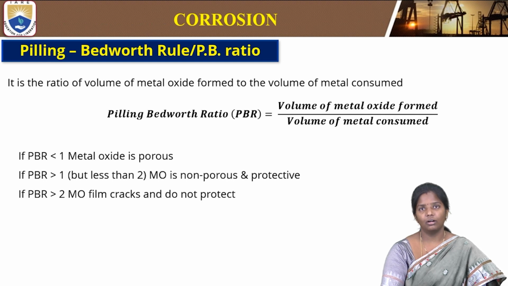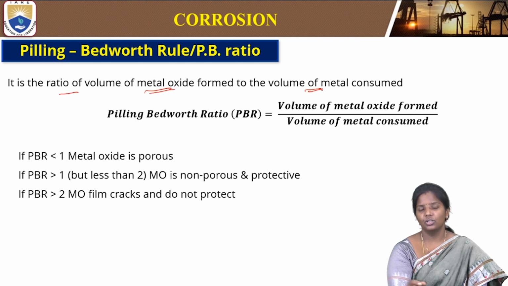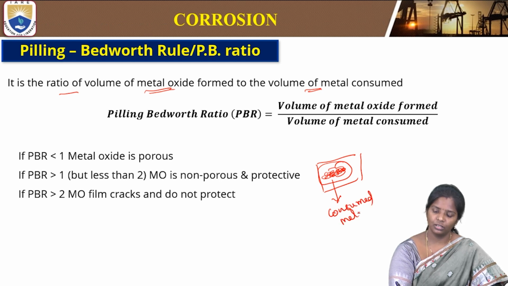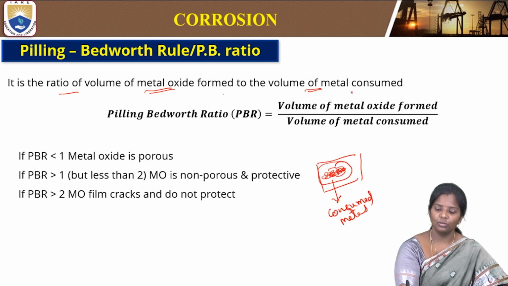So there is a rule called the Pilling-Bedworth rule that gives a ratio. Depending on this ratio, we can understand whether the metal oxide layer is porous, non-porous, or having any cracks, and so on. It is the ratio of the volume of metal oxide formed to the volume of metal consumed. It is a simple logic: there is a metal, and there is a corrosion product formed on the metal, and this is the consumed metal.